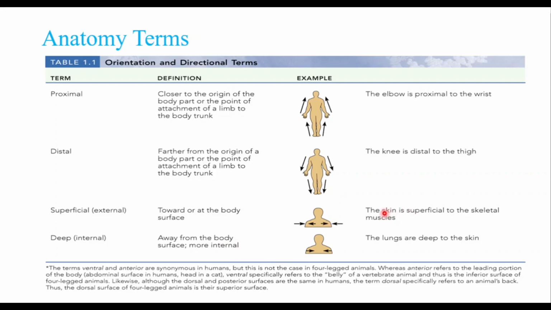So for example, the skin is superficial to the skeletal muscle. The skin is towards the surface more than the skeletal muscle, while the lungs are deep to the skin. The lungs are internal to the skin because they are in. So those are the directional terms that we're going to be talking about. Then the next thing is terms of movement.